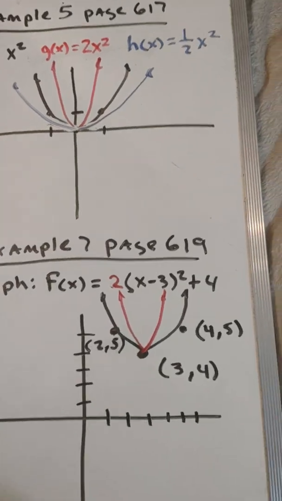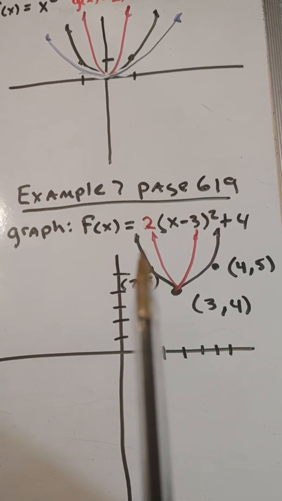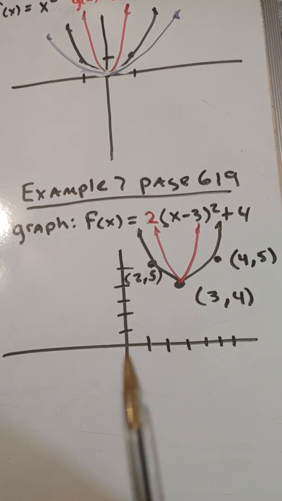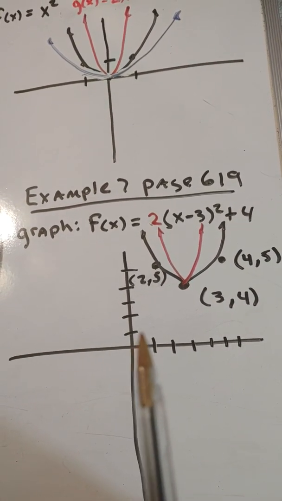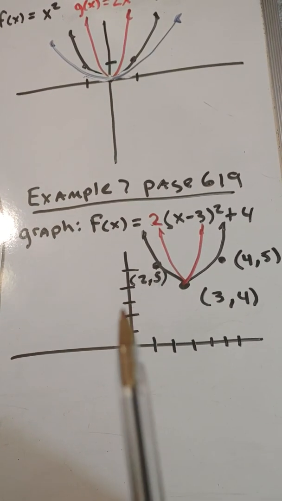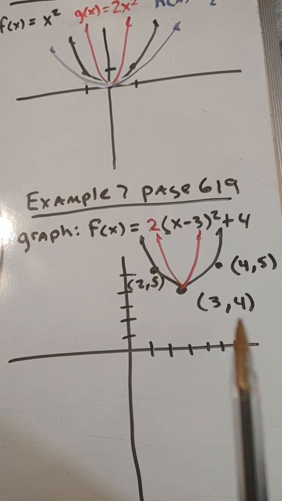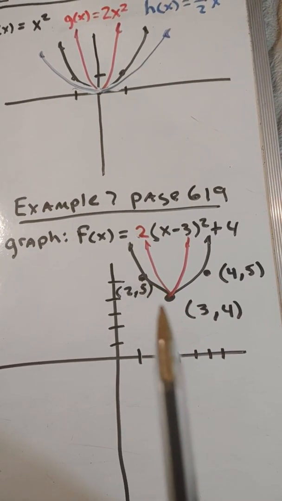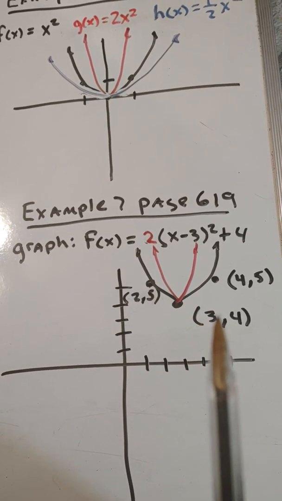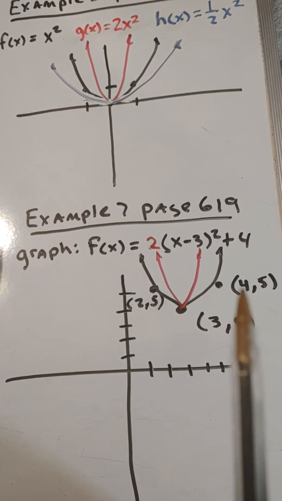So here's example 7 on page 2619. Now, notice we have 2 times x minus 3 squared plus 4. So let's take care of this first. From 0, 0, it's going to move up 4. And then this negative 3, minus 3, is a plus, so it's going to move to the right 3. So our vertex is at 3, 4. Then what happens is that we just go from your 1, 1. Just take away 1 here and add 1 here. So we're at 2, 5. Now add 1 here and add 1 here, and you're at 4, 5.